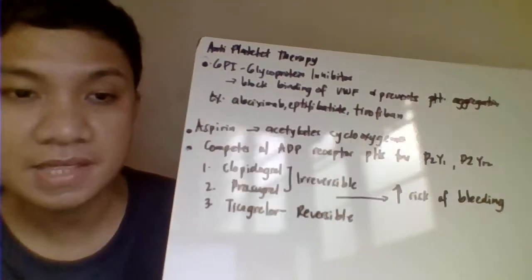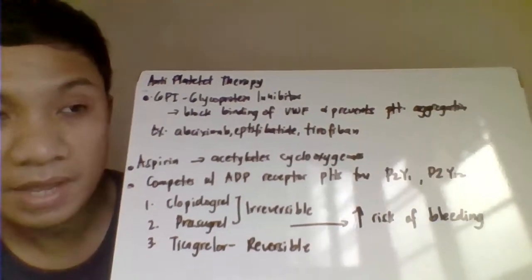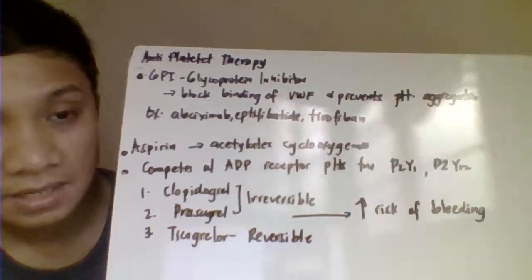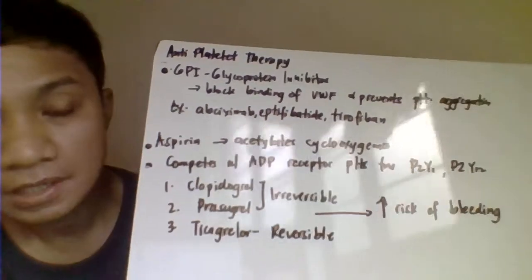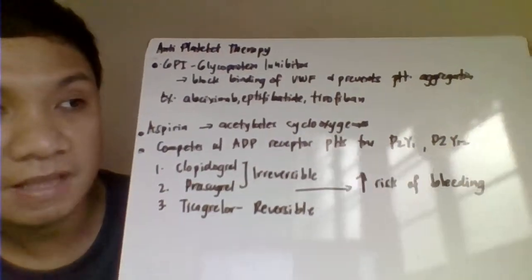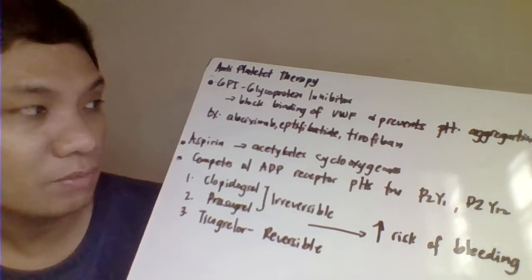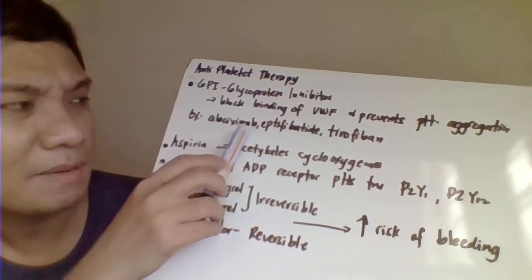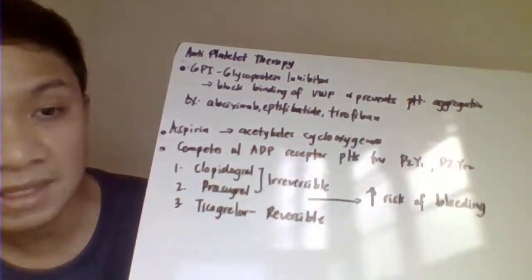Okay, next we have the drugs which try to inhibit the activation of our platelets. So we have the antiplatelet drugs. We call the first group your GPI, glycoprotein inhibitors. Glycoprotein inhibitors inhibit platelet aggregation by preventing the binding of your von Willebrand factor. Examples for that are abciximab, eptifibatide, and tirofiban.